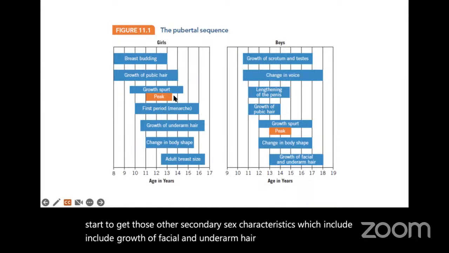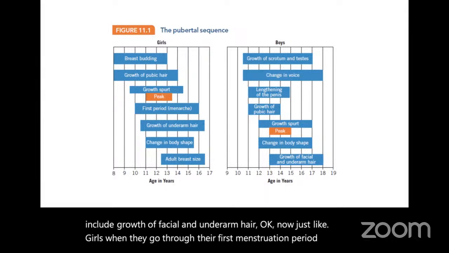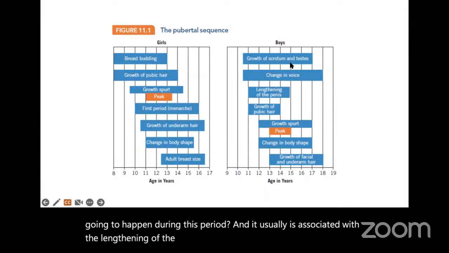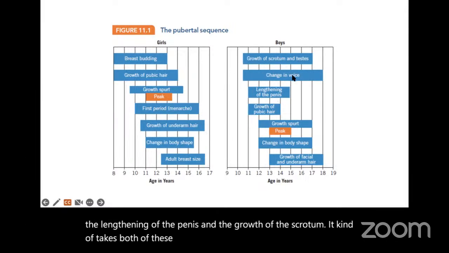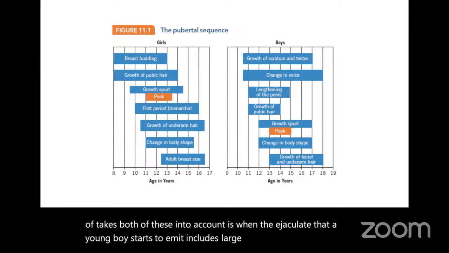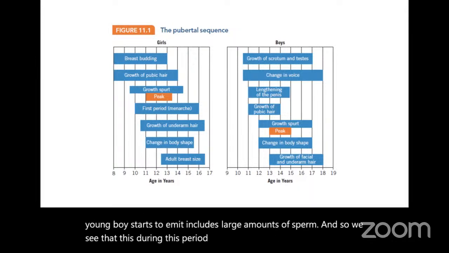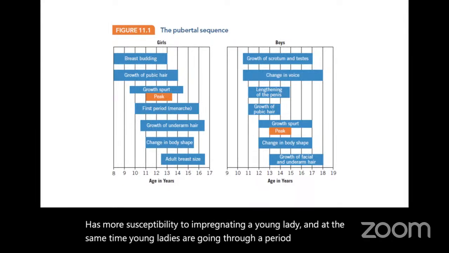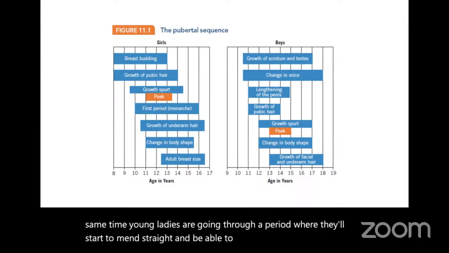Okay. Now, just like girls, when they go through their first menstruation period, and it usually is associated with the lengthening of the penis and the growth of the scrotum, it takes both of these into account, this is when the ejaculate that a young boy starts to emit includes large amounts of sperm. And so we see that during this period a young boy, going physically to a man, has more susceptibility to impregnating a young lady. And at the same time, young ladies are going through a period where they'll start to menstruate and be able to have that egg impregnated. Okay. And so those are the things that are happening.